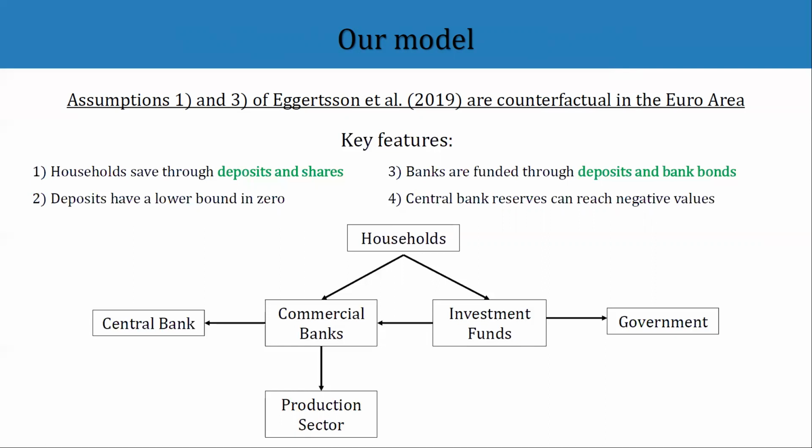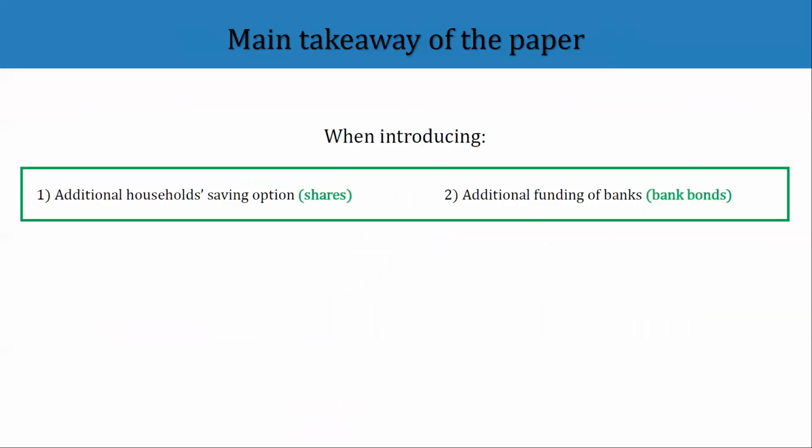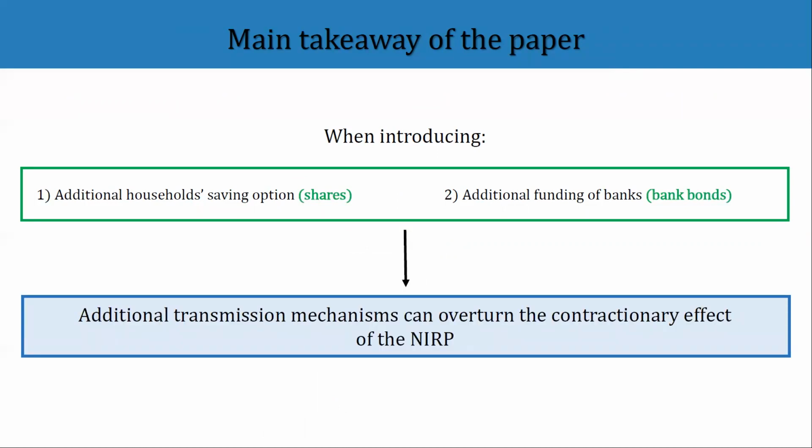The main takeaway of our paper is that when introducing an additional household saving option and an additional funding source for banks, there are additional transmission mechanisms which can overturn the contractionary effect of the negative rate policy. Allowing for a larger composition of households' portfolio indeed partially restores the intertemporal substitution effect of monetary policy, while assuming that banks can also rely on market-type funding implies that banks can benefit from the reduction in the return on these assets, which will be triggered by the negative rate policy.